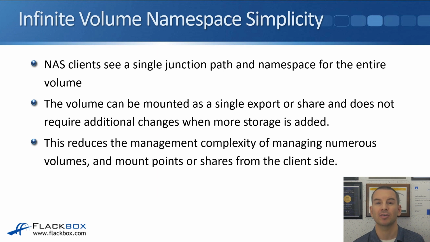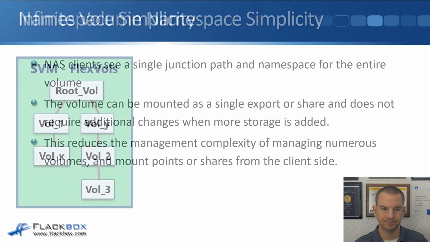So I touched on this in the previous lecture about qtrees as well, where having more volumes makes management more difficult because most of the things you're going to configure in ONTAP, like your snapshots, also your SnapMirror replication, etc., are managed at the volume level. So a lot of volumes can mean a lot of management. If you use an infinite volume, that's managed as a single volume, which can make the management easier.